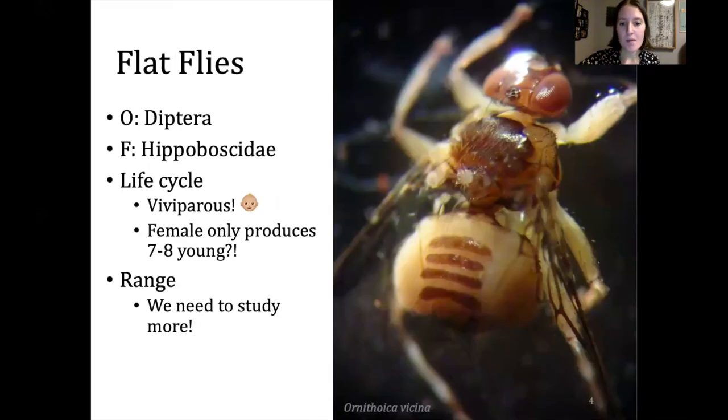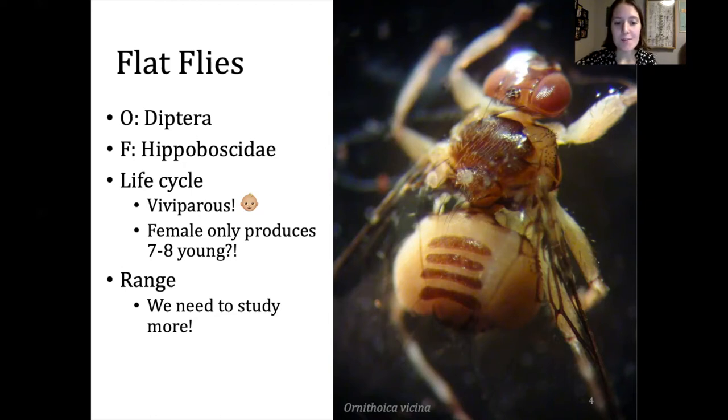So you may be wondering at this point what exactly a flat fly is, or what it looks like, if you haven't had the absolute pleasure of encountering them before. So this here is one of my specimens, Ornithoica vicina, with some larval mites on its back. These flies are from the family Hippoboscidae, and they are characteristically very flat. If you've ever come across them yourself and tried to squish them between two of your fingers, you'll find that it's almost impossible. They really are interesting parasites and are associated with a number of mammal and bird hosts. And they have the coolest life cycle.